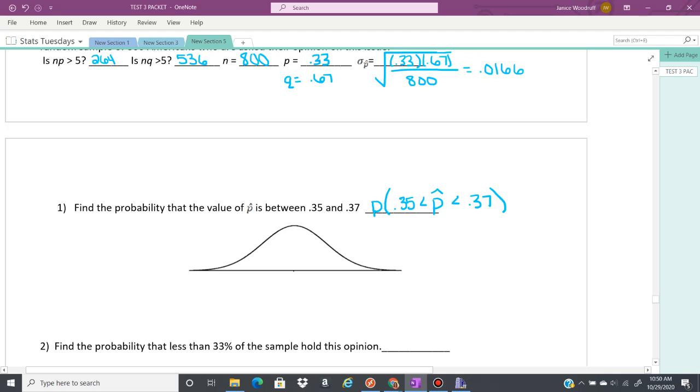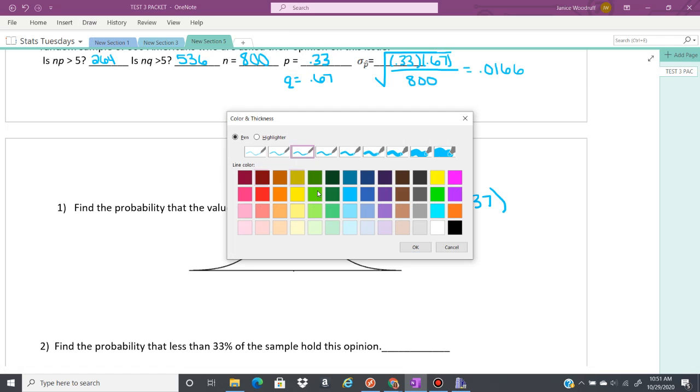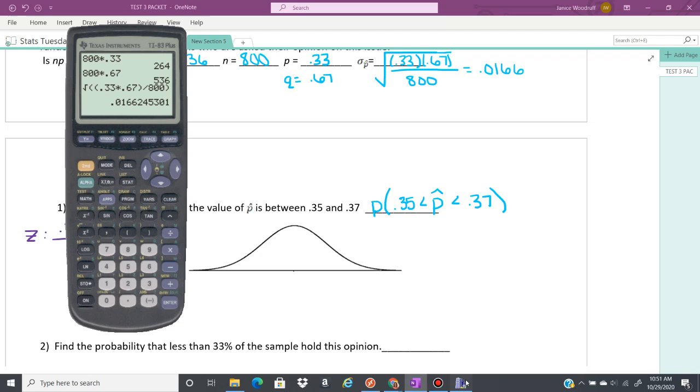Our p will be 0.33, and our standard deviation of p hat, 0.0166. All right, so let's see. Our first z-score is going to be 0.35 minus 0.33 over 0.0166. So that's going to give us 1.2048.